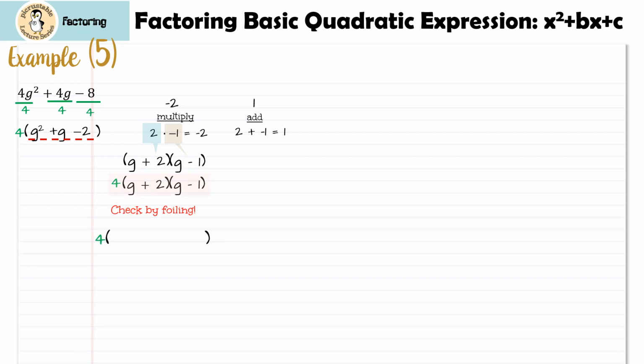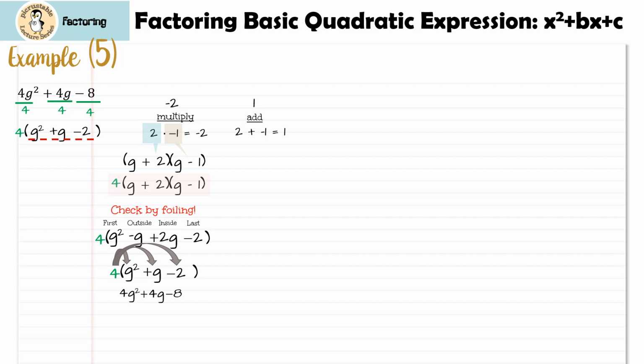We're going to FOIL g plus 2 times g minus 1. Our first is g squared. Our outside is minus g. Our inside is 2g. And our last is negative 2. Let's collect like terms. G squared plus g minus 2. Our last step is to distribute our greatest common factor. 4g squared plus 4g minus 8.